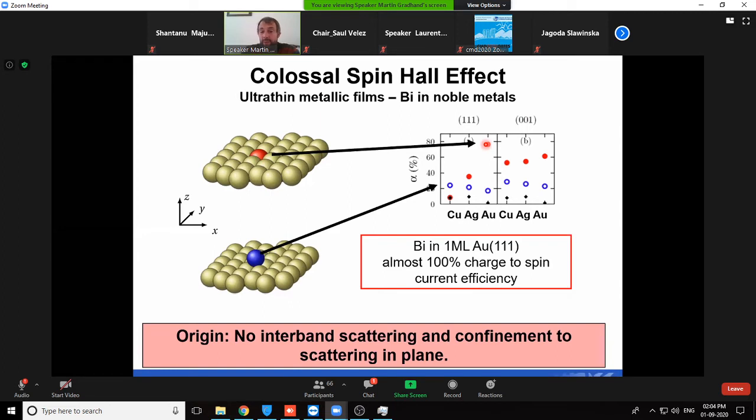The reason for that, one can show that in detail, but the principal reason is there is no interband scattering because you have only one band in one monolayer noble metal. And the confinement to the plane means there is no out-of-plane scattering, so everything stays in plane, which makes the effect so large. Now, the question was, is there anything special about gold? Why is gold that big in comparison to copper and silver?